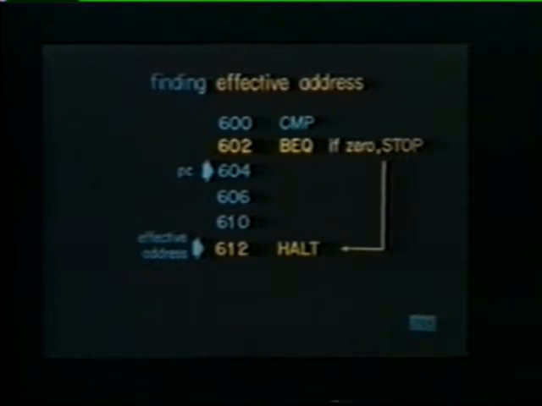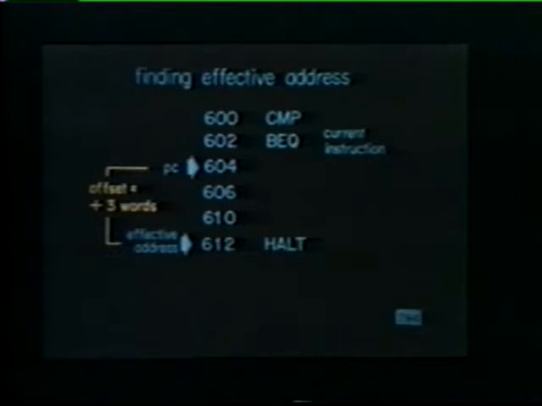Now we're going to show you how the assembler calculates the address of the location we're going to branch to. The address of this branch point is called the effective address. Before explaining this, we must first set up some conditions. Let's assume that we're using a branch instruction that causes the program to stop if a 0 condition is met. The branch equal to 0 or BEQ instruction happens to be in location 602. The desired halt instruction is at location 612, which is therefore our effective address. You can see that the offset between the PC and the effective address is 3 words forward or +3.